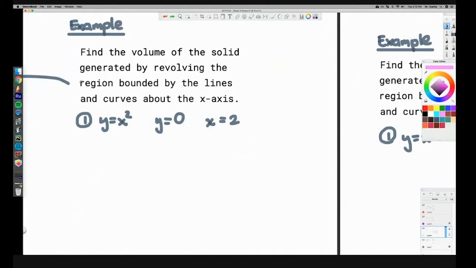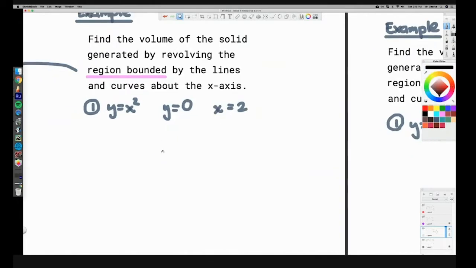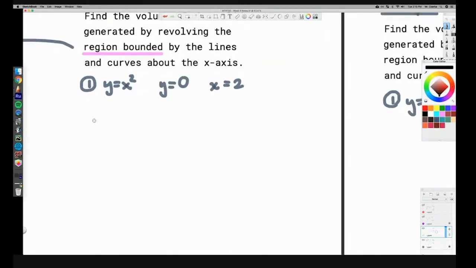Okay, so we're looking for this region bounded. And not the only way, but the best way, in my opinion, to figure out this region is to graph it. So I'm going to graph all this and figure out what region is bounded or surrounded by these three things. Bounded just means surrounded. So I have this graph right here, and we're going to x equals 2. I'm probably going to deal with the x equals 2 first. Actually, let's deal with the y equals 0 first.